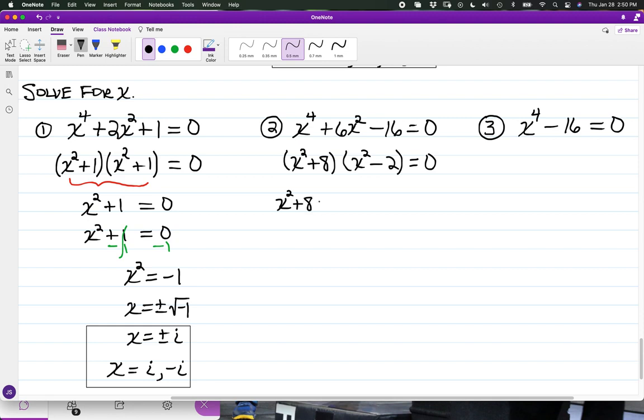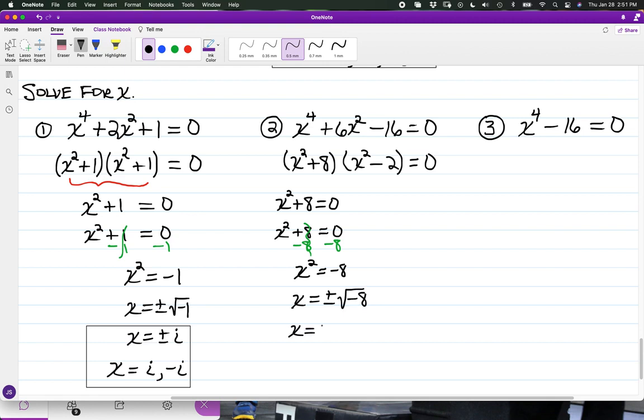Okay, and if I set each of these factors to 0, so if I set x squared plus 8 equal to 0, and I isolate the x squared upon subtracting 8 from both sides, I'm going to have x squared is equal to negative 8, and again utilizing the square root property of equality, we have x is equal to plus or minus the square root of negative 8.